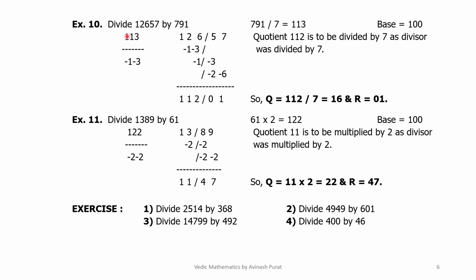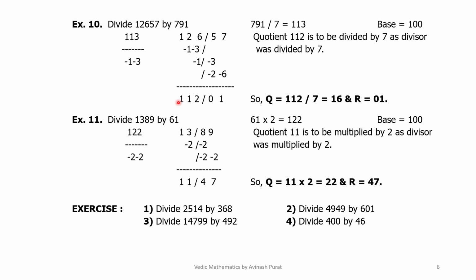10th example, divide 12657 by 791. Now 791 divided by 7 is 113. So 113 is the divisor, minus 1 minus 3 is to be taken, and 2 digits 57 are taken to the right of the stroke. Now 126 stroke 57 is the dividend.